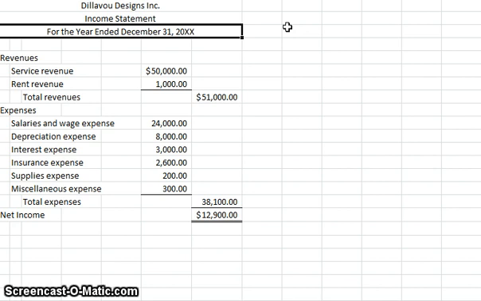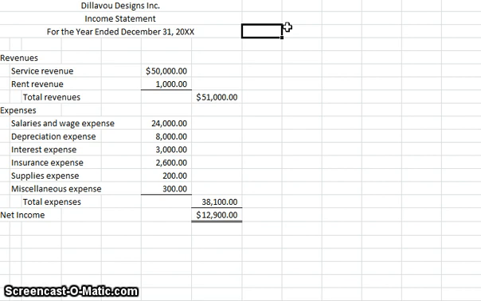This could be for a week ended, for a month, for a quarter. This is for an entire year. So I need to state that it is for that period of time. We'll see how that can be different for other statements. Now, an income statement only has two types of accounts on it: revenues and expenses.